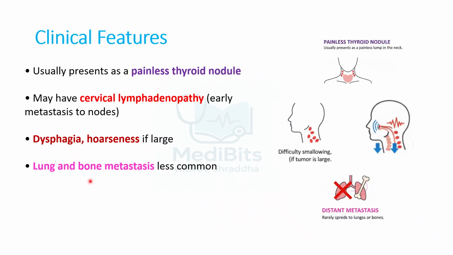Clinically, most patients come with painless thyroid nodule. Since PTC spreads through lymphatics, cervical lymph node enlargement is also common. If it grows big, it can cause hoarseness or difficulty swallowing. Distant spread to lungs or bones is possible, but not as common as lymph node.